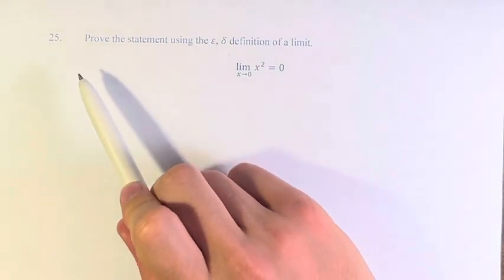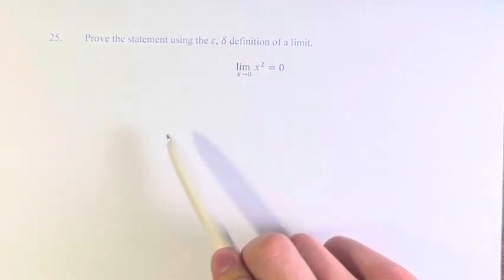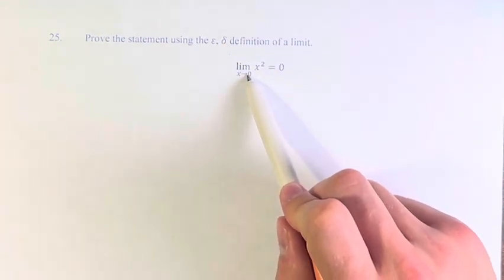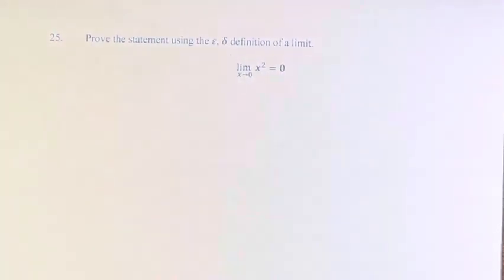In this problem, we're asked to prove this statement using the precise definition of a limit. And we have the limit as x approaches 0 of x squared is equal to 0.